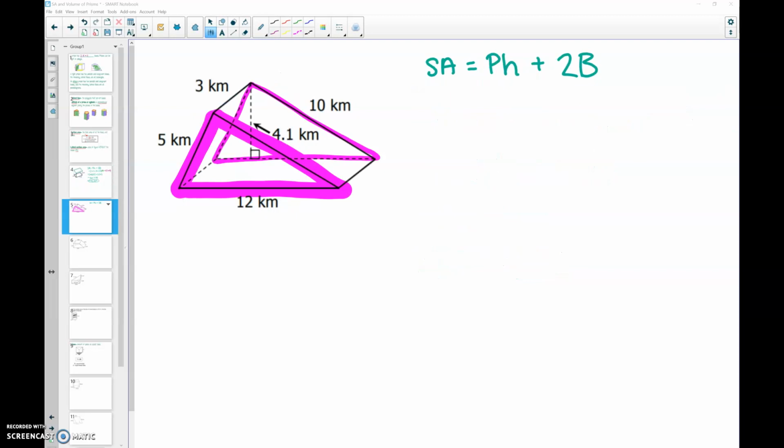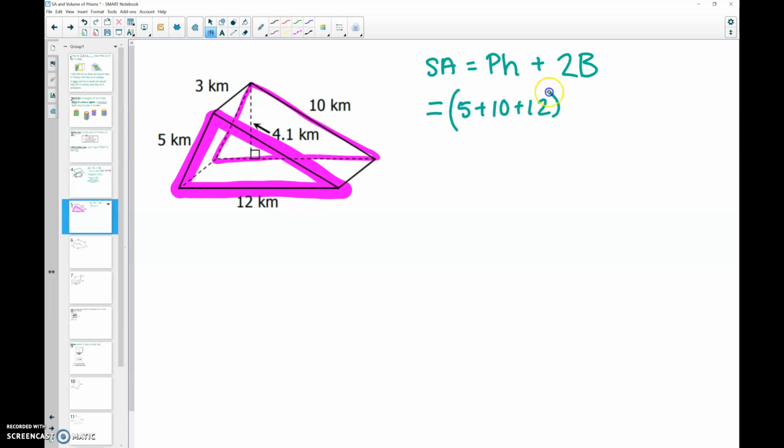Okay, here's our second example. This is a triangular prism, and I've highlighted in pink the triangular bases. So remember, the bases are congruent and parallel. So these are the things that stand flat across from each other. So my surface area is going to be the perimeter of my base, which is the perimeter of the triangle. So I've got a side of 5, 12, and this slant is equal to this, so it's 10.